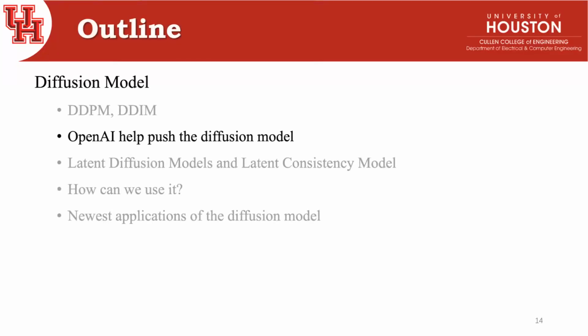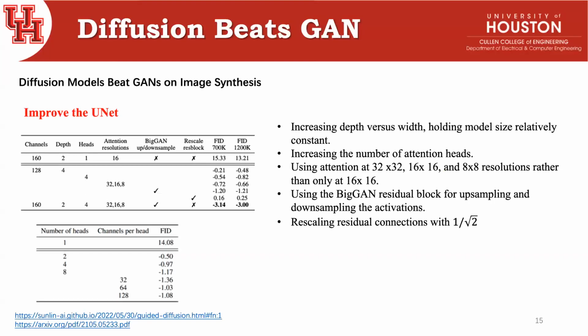So after we introduce the basic concept of the diffusion model, I will introduce some work from OpenAI. They also introduced some very new diffusion models. This work is named Diffusion Models Beat GANs on Image Synthesis. They improve synthesis. In this work, this is the first time that the diffusion model beats the GANs. They win over the GANs on FID and a lot of other metrics.